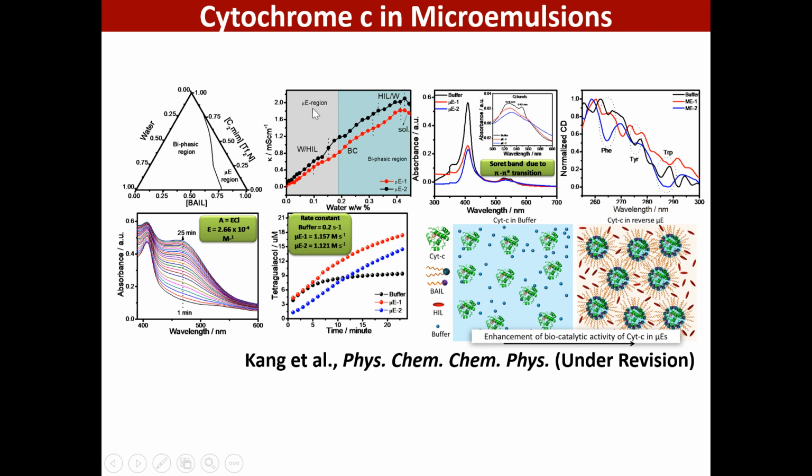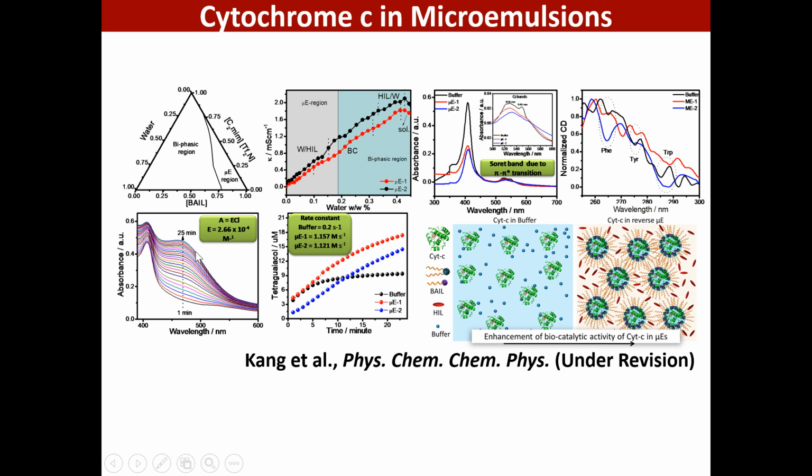We characterized the different regions of the microemulsion with the help of conductivity measurements. And from UV-visible spectroscopy, we infer the presence of cytochrome C at the interface of SAIL and water in the reverse microemulsion, because there is a decrease in the absorbance of the Soret band of cytochrome C in the microemulsion as compared to that of buffer. Further, CD spectroscopy also indicates the deformed structure of cytochrome C in the microemulsion as compared to buffer.